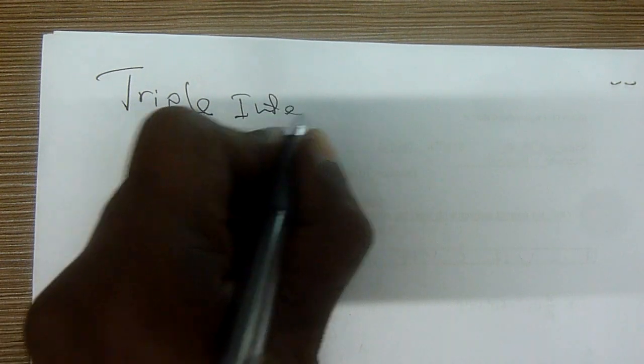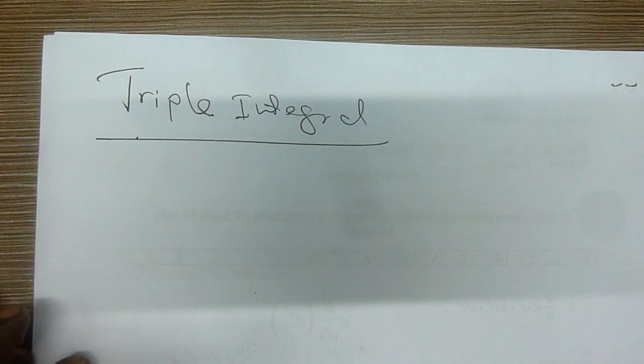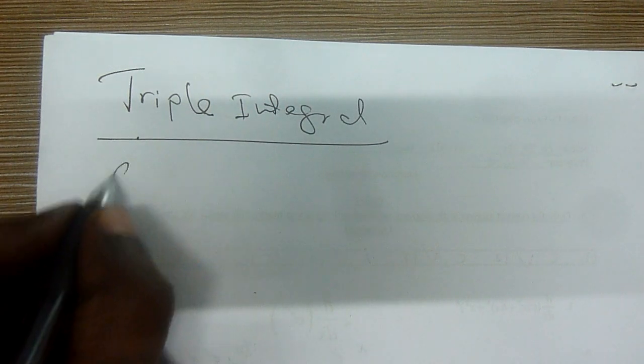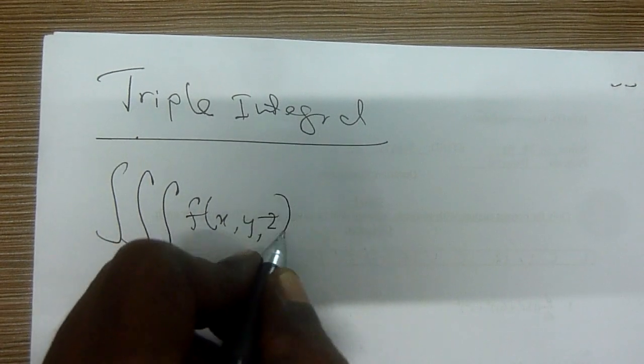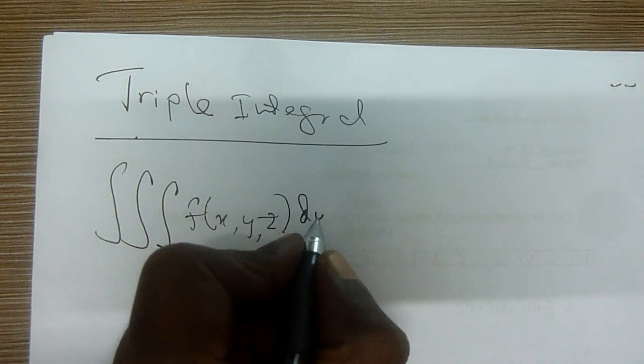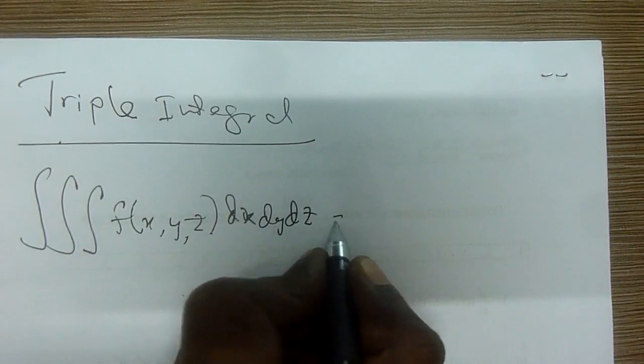Okay, shall we continue? Now we're going to start with the triple integral. As we revised before, the triple integral is f(x,y,z) dz dy dx. It can be written in many ways.